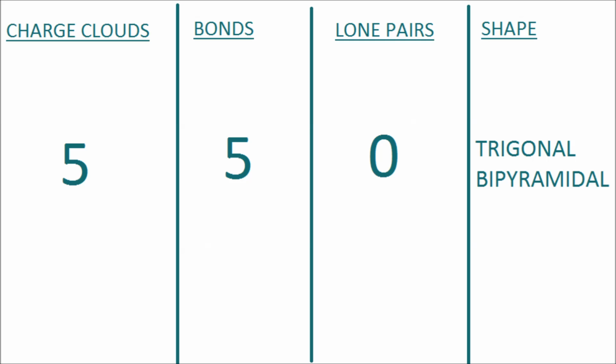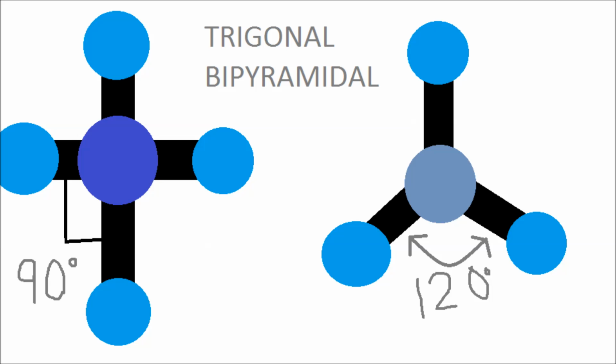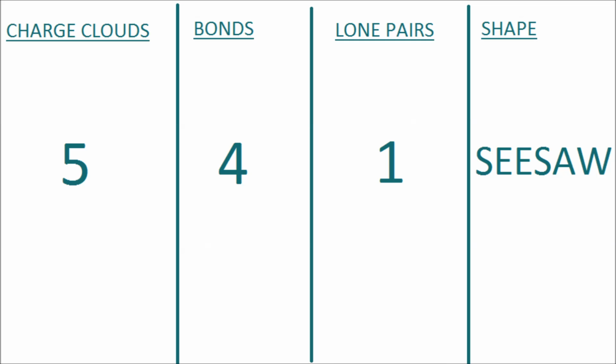The seventh shape is trigonal bipyramidal. There are five charge clouds, five bonds, and no lone pairs of electrons found around the central atom. Trigonal bipyramidal geometry experiences bond angles of 90 degrees and 120 degrees.